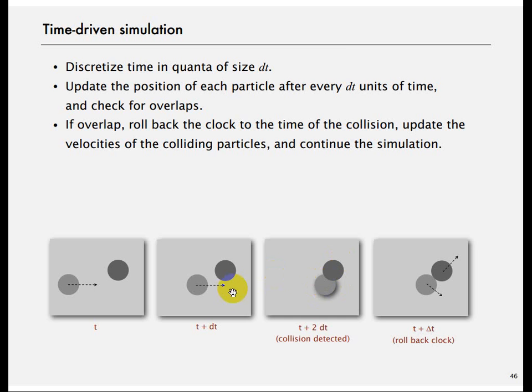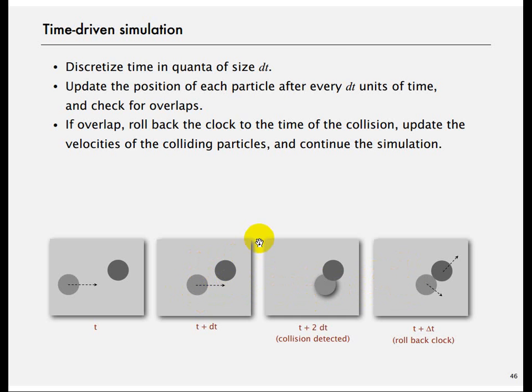Now you can do time driven. What that means is, let's figure out a particular particle versus another, and then after every delta t figure out how they behave. Now here are some problems with that. First, if you make the delta t too small, it will be very expensive. If it is too big, you may actually miss a collision.